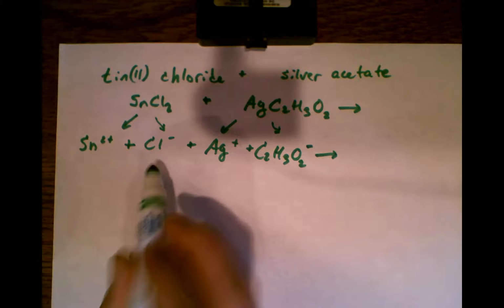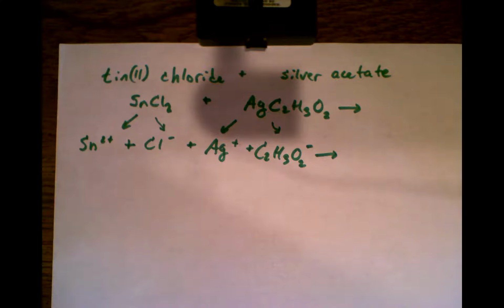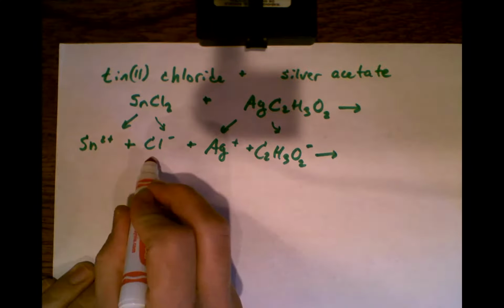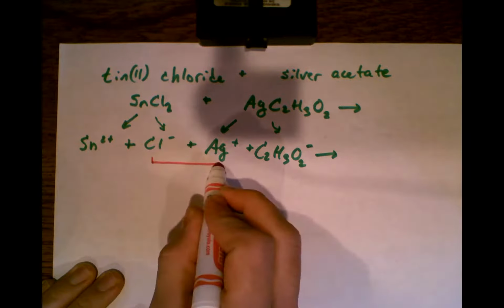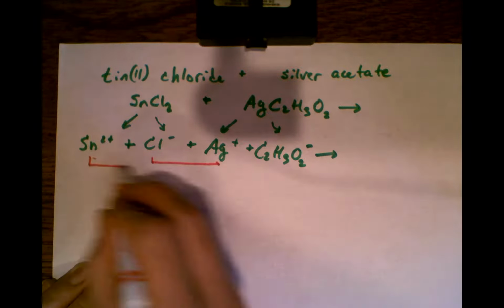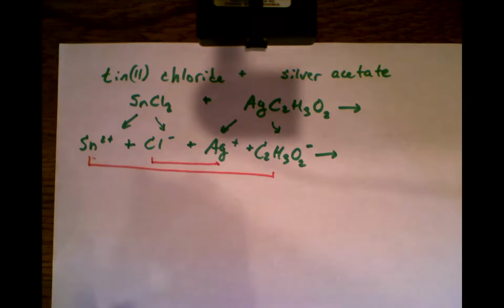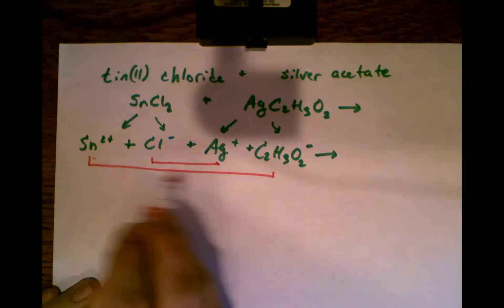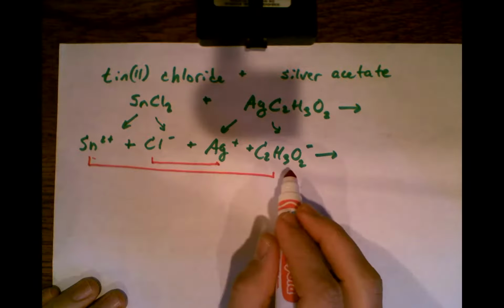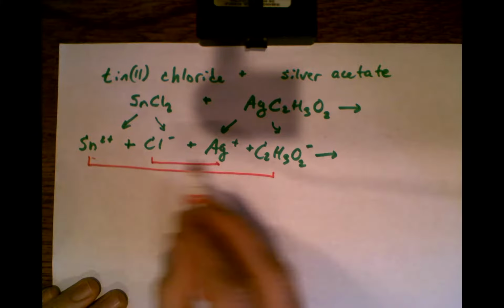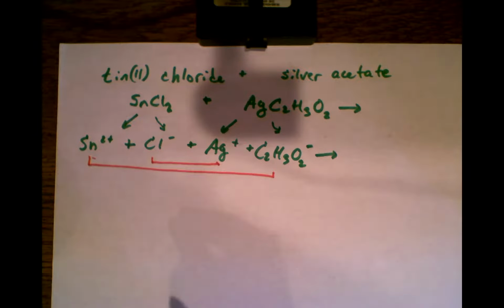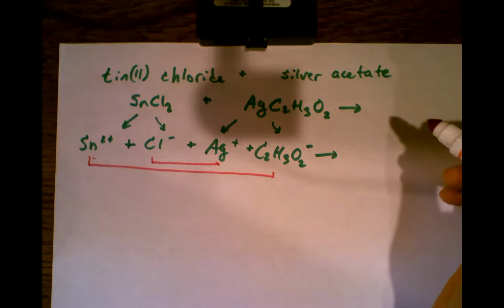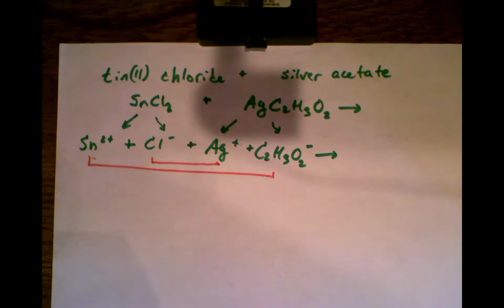Remember, we said an easy way to figure this out is inside outside. So I know that the other combination of ions that would give me a positive and negative in each one would be if I combine silver with chloride and if I combine tin with acetate. So the inside and outside pairs. So my products here are going to be tin acetate and silver chloride. Okay, so that's one way of going through and doing this, tin acetate and silver chloride.